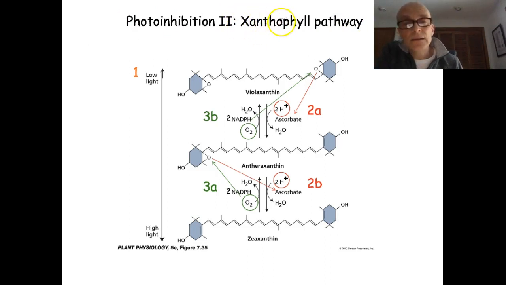Xanthophylls, xanthos in Greek means yellow, and phyll, of course, is the leaf. So this is not the chlorophyll, not the green part of the leaf, but the yellow part of the leaf. So we have the xanthophyll pathway, and the xanthophyll pathway is comprised of these three types of xanthophylls. There's violaxanthin, antheraxanthin, and zeaxanthin.